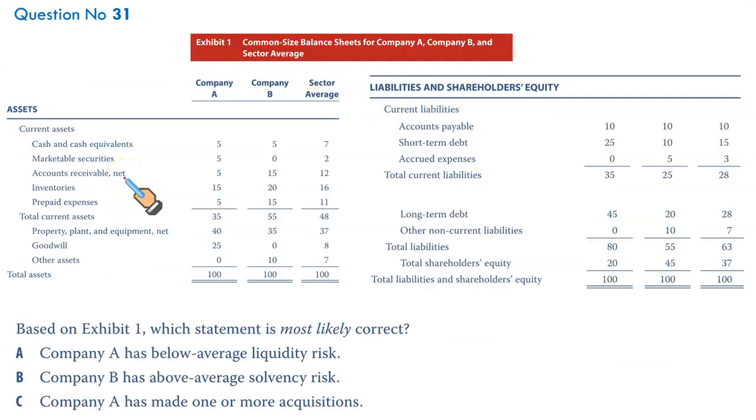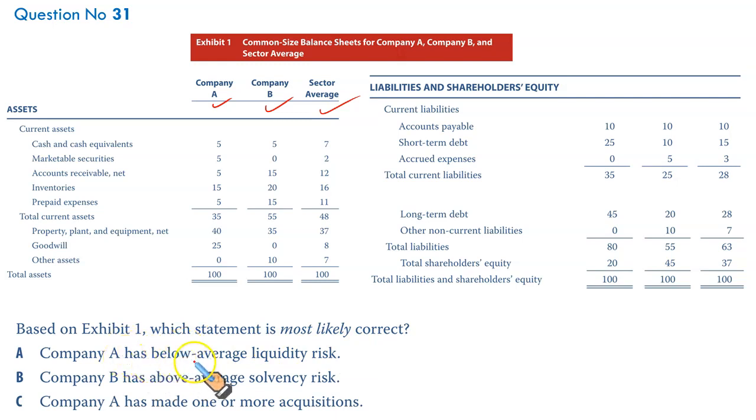Now a bigger one. We have been given two companies' balance sheets and the sector average. These are all common-sized balance sheets for Company A, Company B, and the sector average. Let us see what is needed first, and accordingly we look at the data given. It says, based on Exhibit 1, which statement is most likely correct?